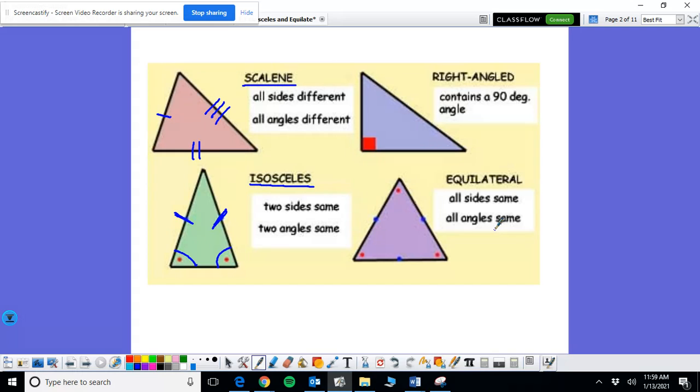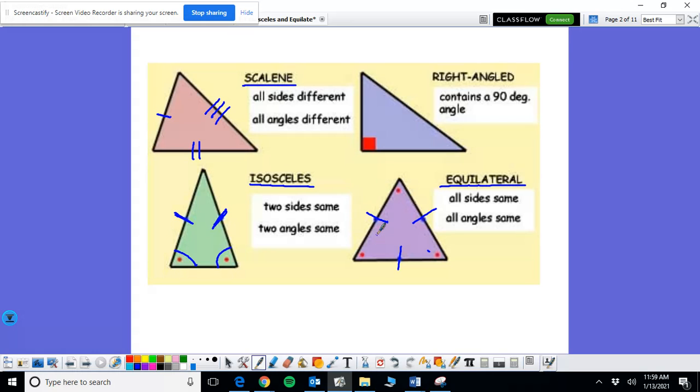And then we've got one where all the sides are the same and all the angles are the same. So that's pretty cool. That's called an equilateral triangle. I'll say it again, all sides are the same. So that would be 3 single tick marks. And I don't need to point to anything because if all my sides are the same, then all my angles have to also be the same size.